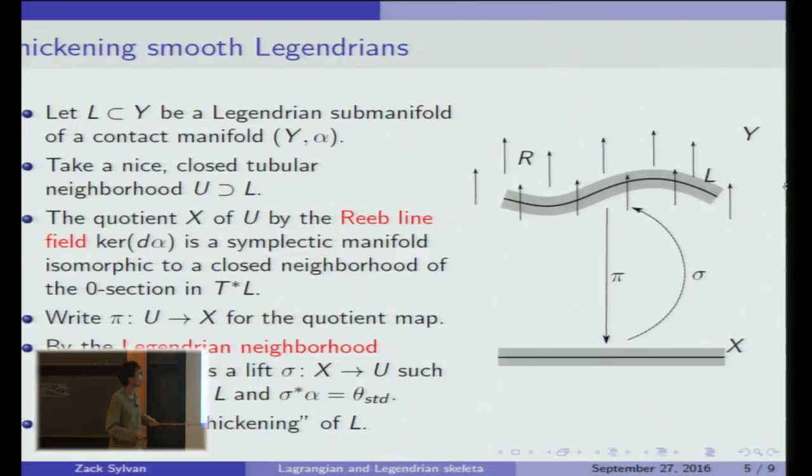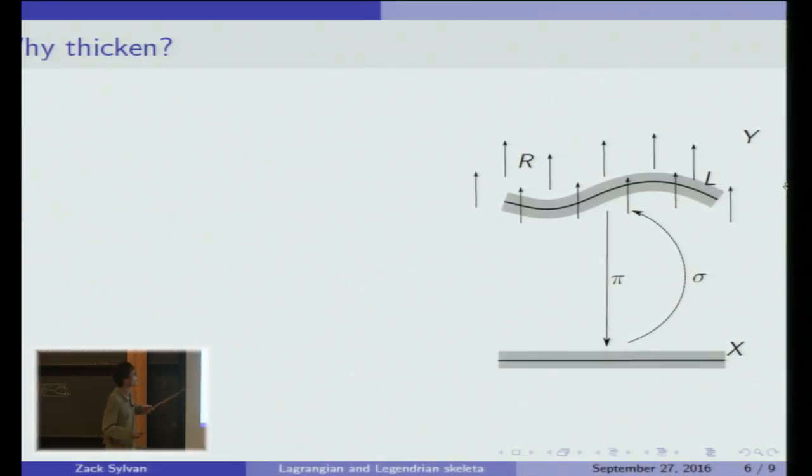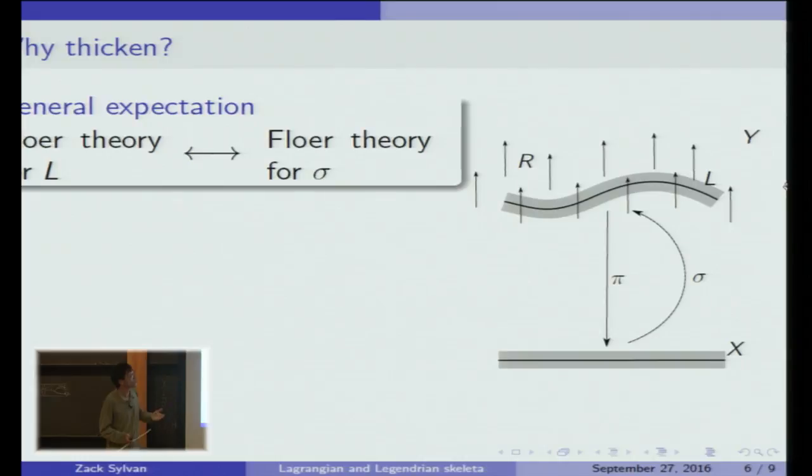Okay, why would I care about that? It's a very reasonable question. It's like a bizarre classical construction. And the reason is that there's a general expectation that Floer theory for the Lagrangian is equivalent to Floer theory for the thickening. So maybe I should take a little bit of time and say what I mean by Floer theory for the Legendrian and Floer theory for the thickening. L is a Lagrangian? Oh, sorry, L is a Legendrian. Yes, L is a Legendrian.